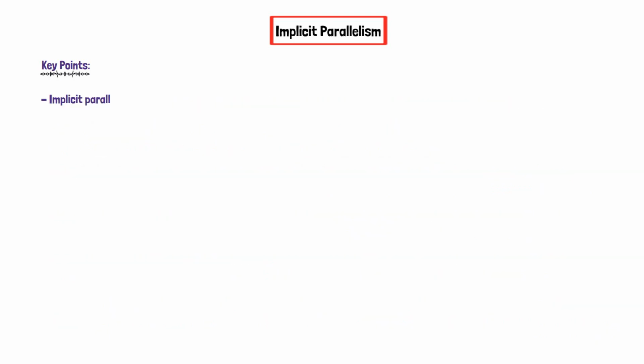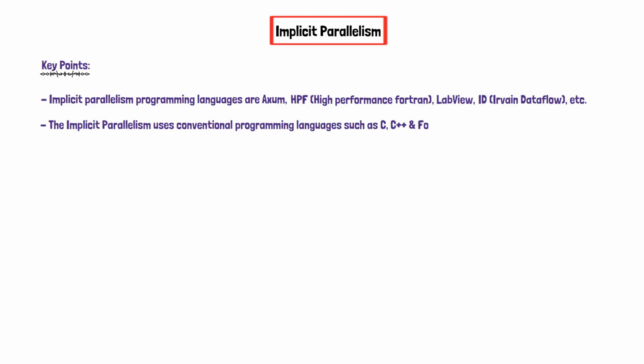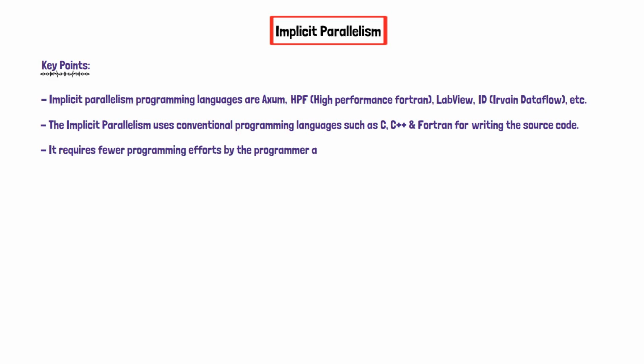Implicit parallelism programming languages are Axiom, HPF, also known as High Performance Fortran, LabVIEW, ID, also known as Irvine Dataflow, etc. Implicit parallelism uses conventional programming languages such as C, C++, and Fortran for writing the source code. It requires fewer programming efforts by the programmer as compared to explicit parallelism.